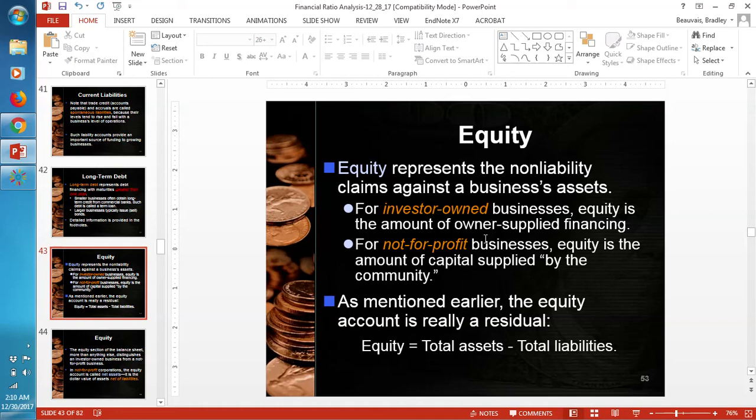On the investor-owned side, equity is the amount of owner-supplied financing, and owners can take many different forms, either as the original owners or, of course, any stockholder of various types, both preferred stock, common stock. On the not-for-profit side, equity is basically that portion that is left over, if you will, after assets have covered all of the current and long-term liabilities. So again, back to the accounting equation, equity is that remainder, or sometimes it's termed the plug, that plugs the difference between the assets and liability lines.